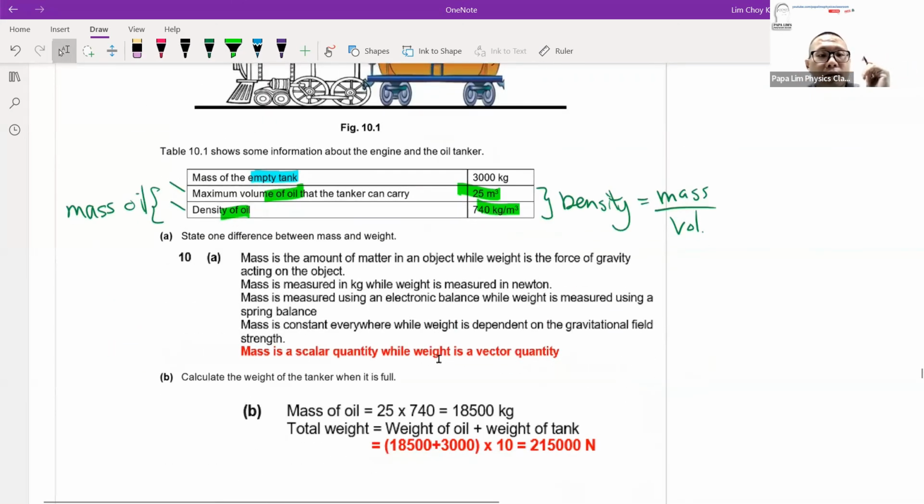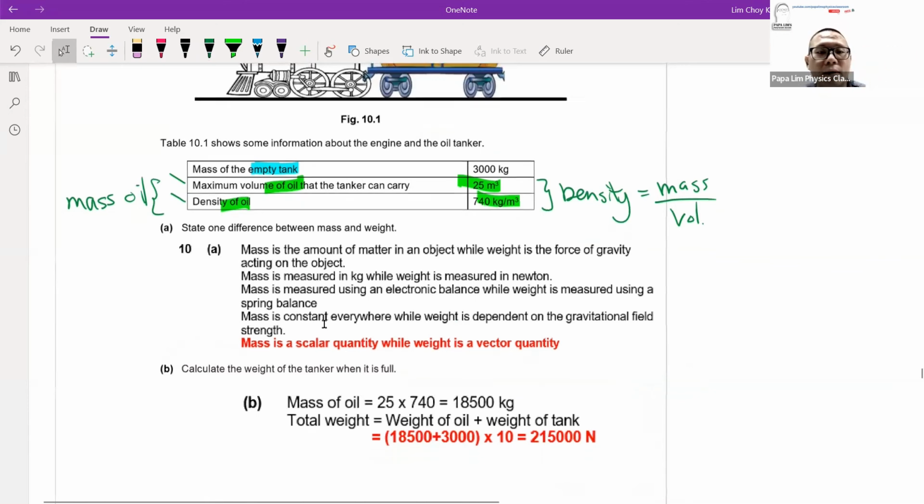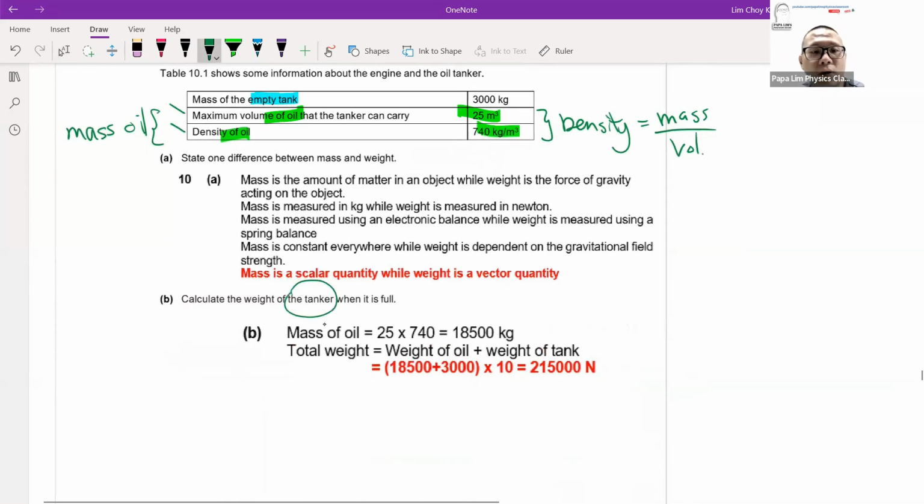Okay, state one difference. Part 8, state one difference between mass and weight. It's a fairly straightforward question, one of the easier ones. In most textbooks and notes, teachers actually give you a table, just know them. Calculate the weight of the tank when it's full.